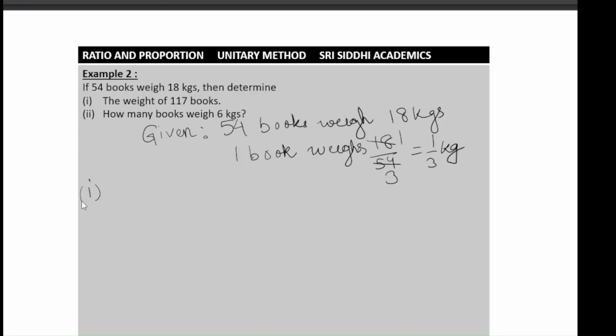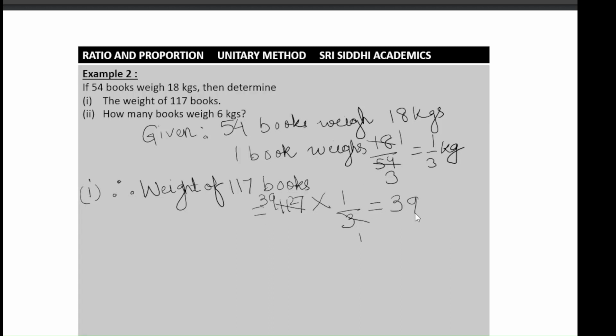Now let's move to bit 1 of the question. Therefore, the weight of 117 books. Will the weight of 117 books be less or more than one book? Definitely it's going to be more. So if it is more, what will I do? I have to multiply. So 117 is the required number of books, and the weight of one book is 1 by 3. 3 ones are 3, 3 threes are 9, 11 minus 9 is 2, so 27, 3 nines are 27. So what is the weight of 117 books? It will definitely be 39 kgs.